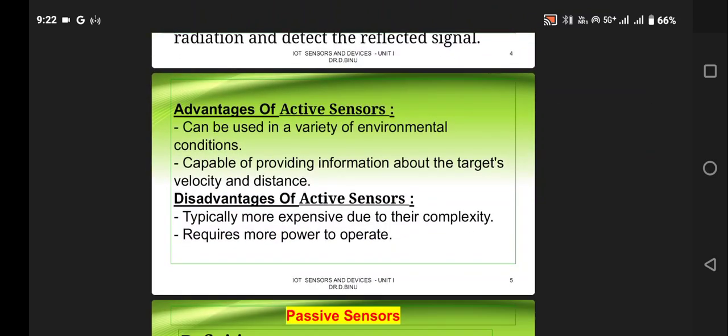Some of the advantages of active sensors are: first, they can be used in a variety of environmental conditions. The second point is that they are capable of providing information about the target's velocity and distance. Some of the drawbacks of active sensors are that they are typically more expensive due to their complexity. The next drawback is that they require more power to operate.